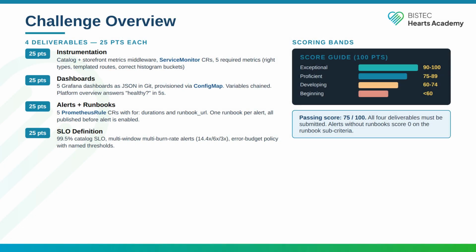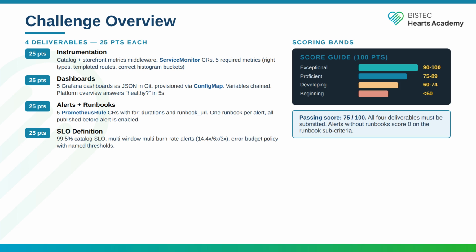The Month 5 challenge has 4 deliverables worth 25 points each, for a total of 100. Deliverable 1 is instrumentation. Add the 5 required metrics to the catalog and storefront services with correct metric types, templated route labels, and correctly bucketed histograms. Create ServiceMonitor custom resources for both services and verify Prometheus is scraping them with up == 1.